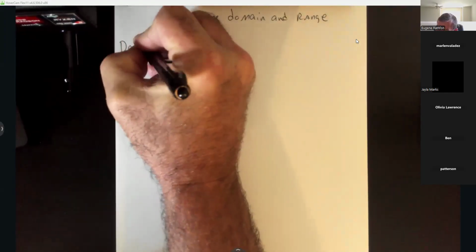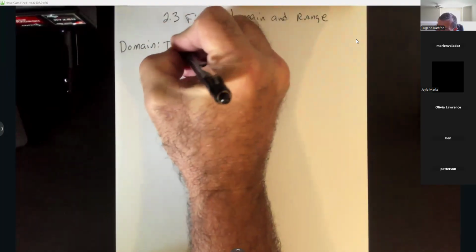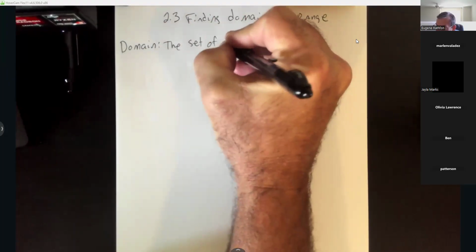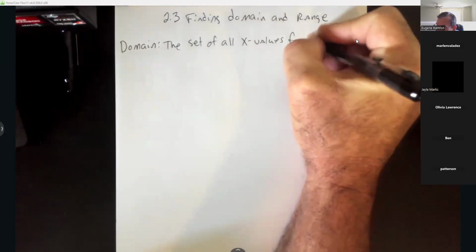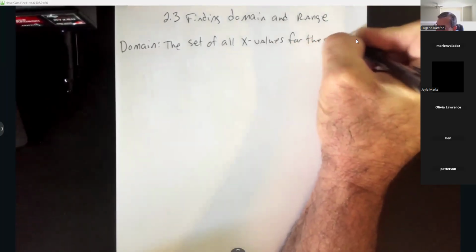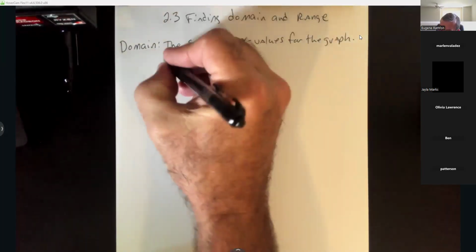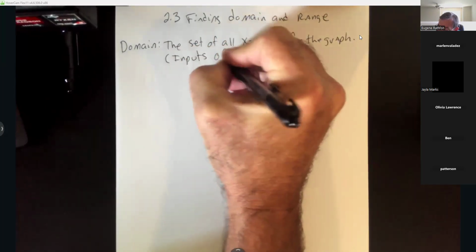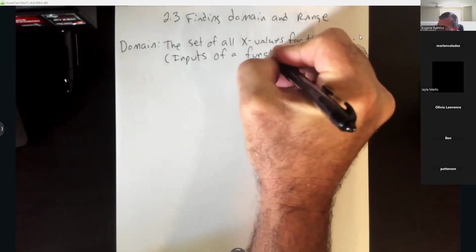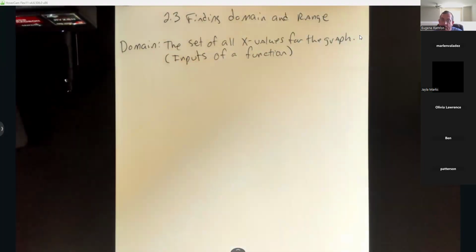So your domain, that's going to be the set of all x values for the graph. Okay, now you can look at your domain as the inputs of a function. Okay, so these are all the numbers you're going to be putting in for the variables and all that fun stuff, okay? So those are your x values.